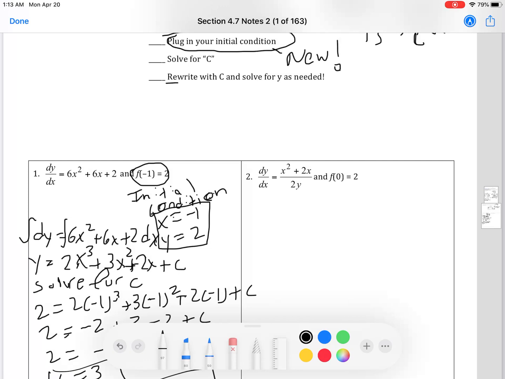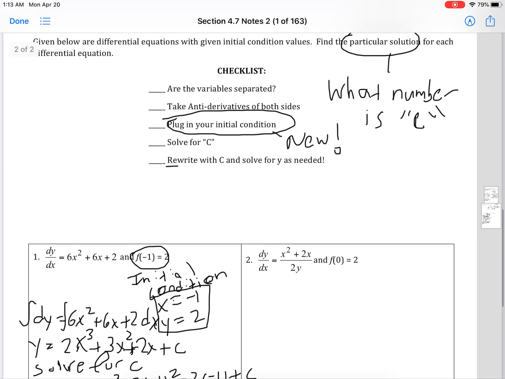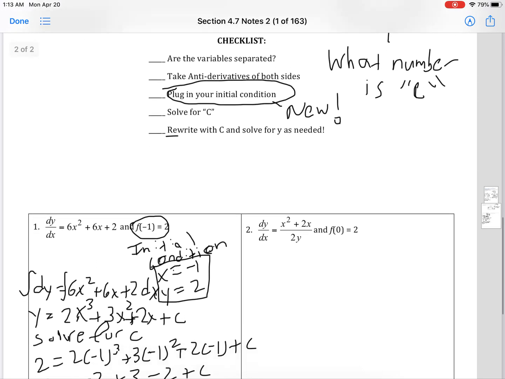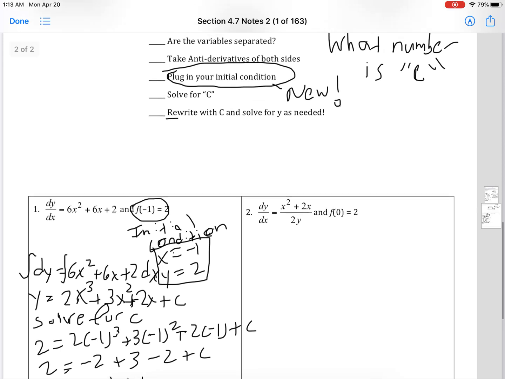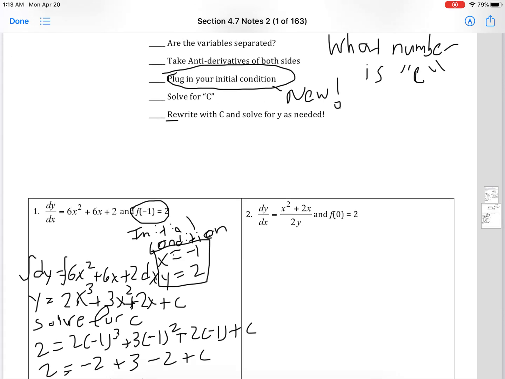So let's stay true to that multi-step checklist that we have. We want to ask ourselves, is the variable separated? And then take the antiderivatives on both sides. Then we can think about our initial condition and plug it in, solve for C, and then solve for y so that y is by itself. Solve for y as needed in this case.